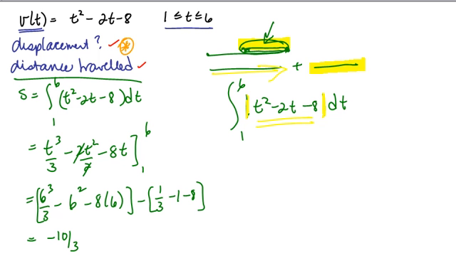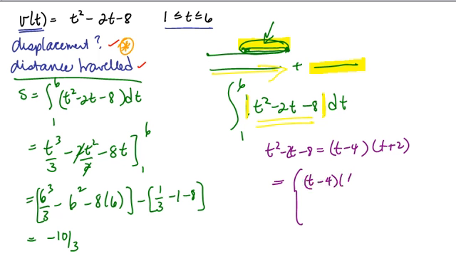So we're going to put this on a number line, and to put it on a number line we're going to have to factor. So t squared minus 2t minus 8 is equal to t minus 4 times t plus 2. So that means that the absolute value can be written as two different equations. It can be written as t minus 4 times t plus 2, as long as t is positive, and negative t minus 4 times t plus 2 when it's negative. And when is that the case?